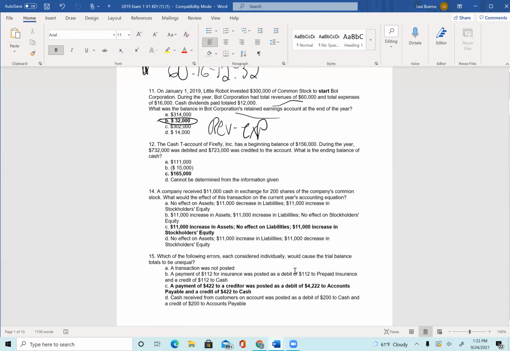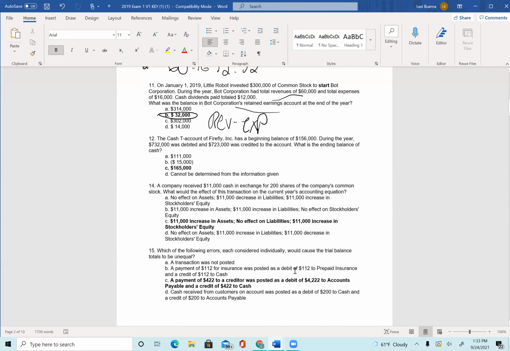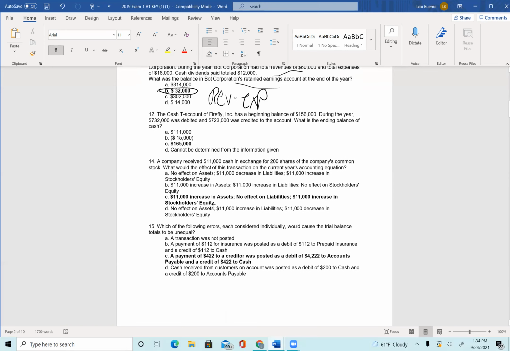12, the cash T account of Firefly has a beginning balance of $156,000. During the year, $732,000 was debited and $723,000 was credited. What is the ending balance of cash?